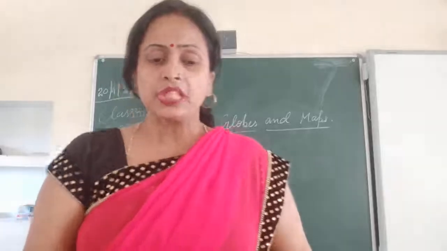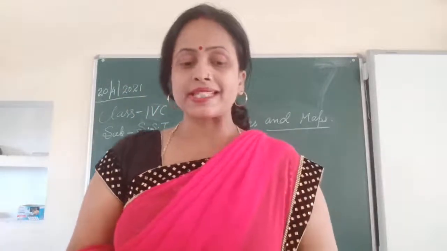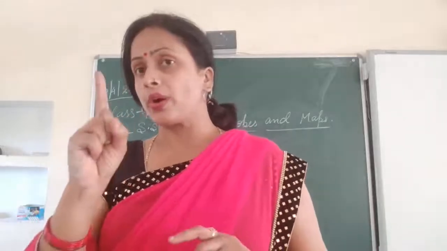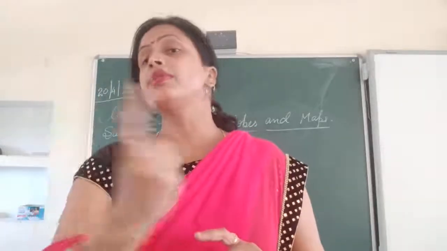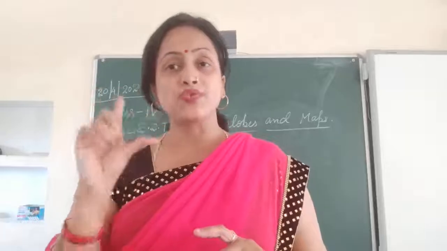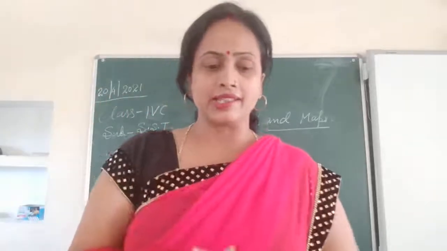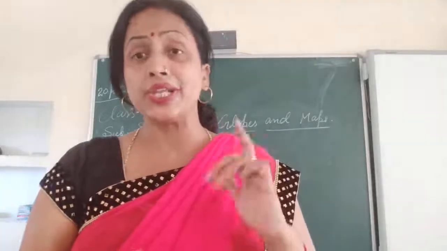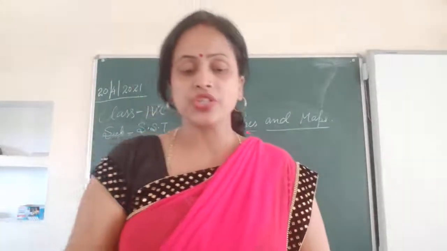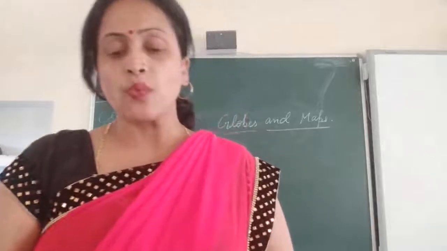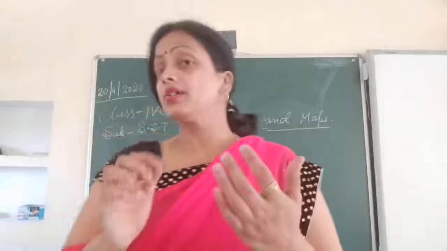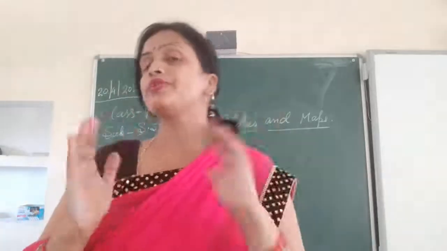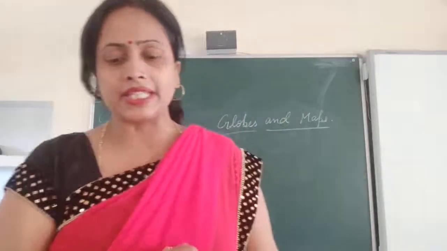So the rod on which the globe rotates represents the earth's axis. What is the rod on which the globe rotates known as? The earth's axis. The axis is an imaginary line passing through the center of the earth on which it rotates from west to east. And what is the movement of the globe? From west to east.